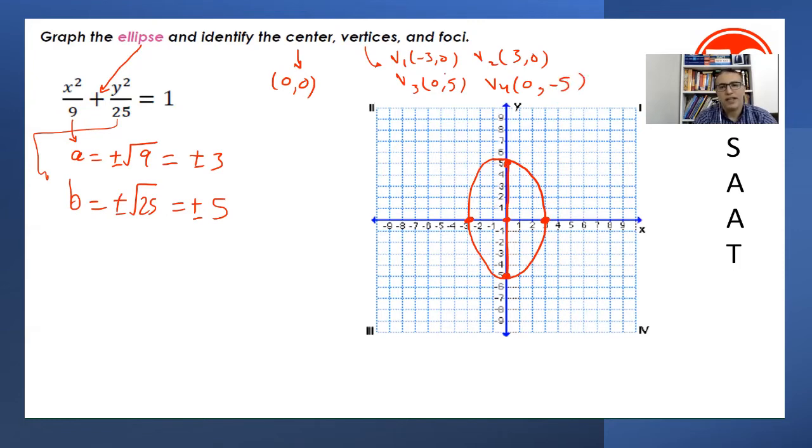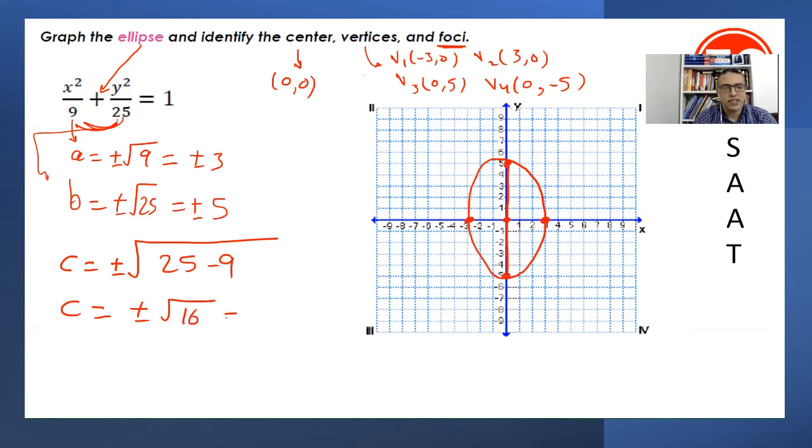I need to figure out the value of the foci. I'm sure that they lie on the y-axis. So all I have to do is say that c is equal to the positive and negative root of the difference between these two values. So 25 minus 9. So c, which gives the foci, is positive and negative root of 16, so it's positive and negative 4. So I go to the point 4, I go to the point negative 4. Here is F1, here is F2. So the first focus is 0 and 4, and the second focus is 0 and negative 4. So the major axis is a vertical line, and the foci lie on the major axis.